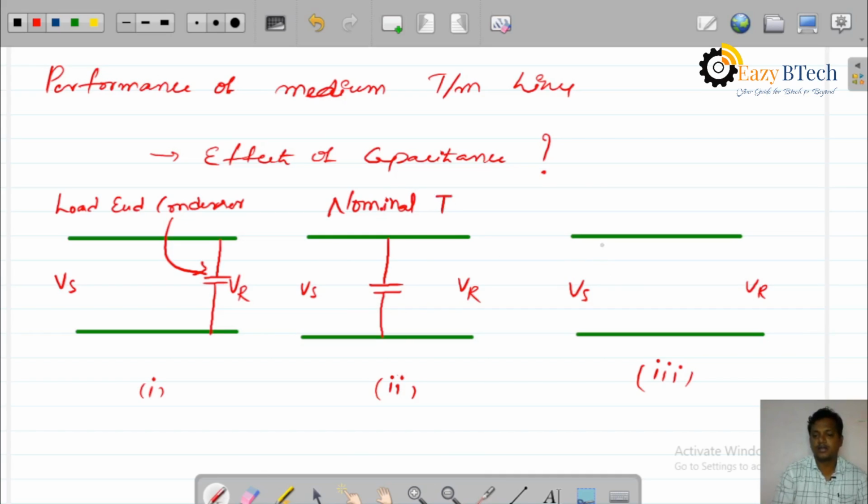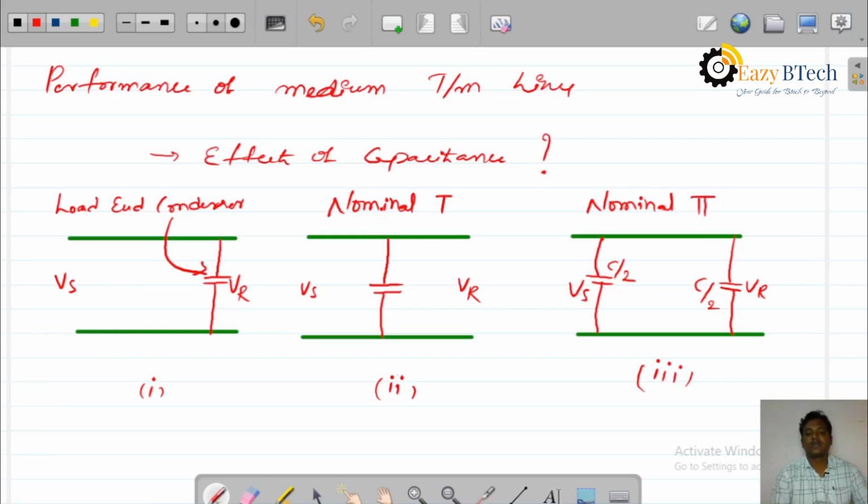And in another method we will take half of the capacitance at the sending end and half of the capacitance at the receiving end. This is another assumption. It looks like a pi, that's why it is called the nominal pi method. Actually it is a distributed parameter.